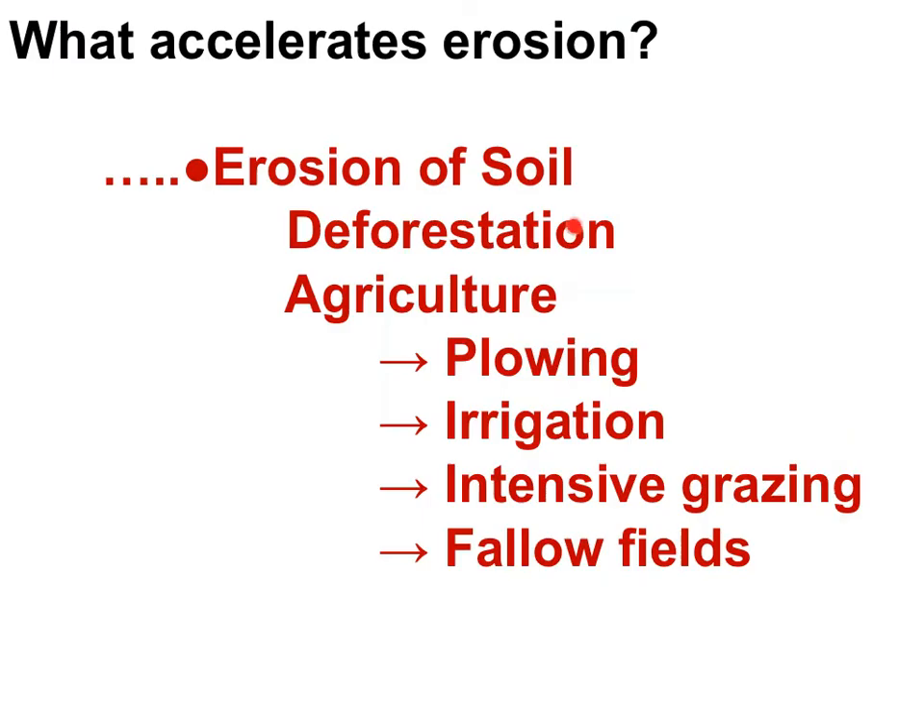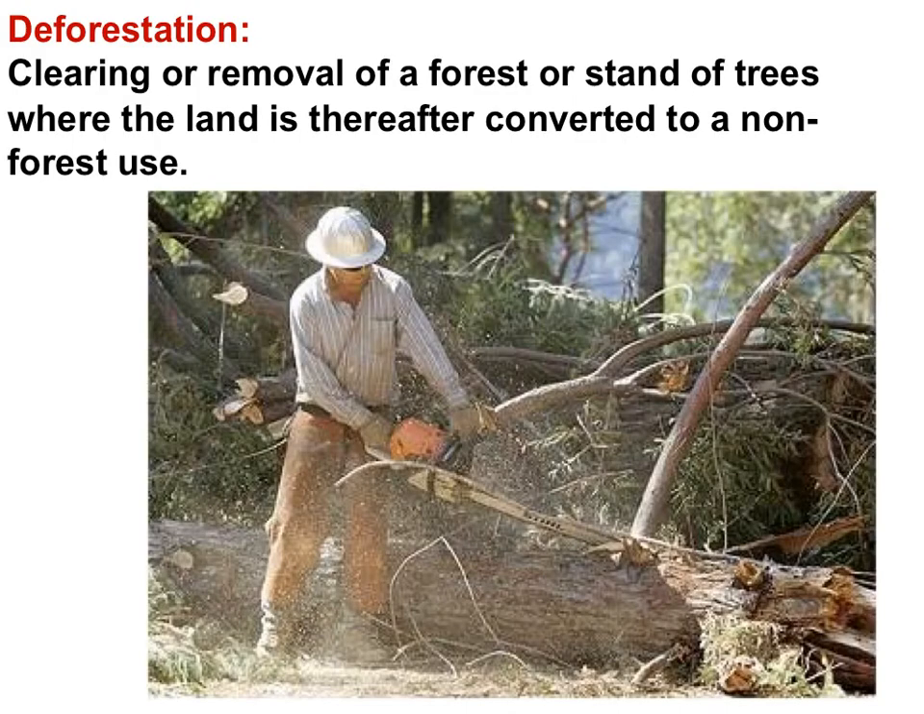Now, let's look at deforestation and its impact on erosion. Deforestation is defined as the clearing or removal of a forest or stand of trees, where the land is thereafter converted to a non-forest use. Technology, such as a chainsaw, has increased the rate of harvest, the rate of deforestation. In most forests of the world today, especially in tropical countries, less economically developed countries, the rate of deforestation exceeds the rate of replacement. Most forests in LEDCs are not harvested sustainably.